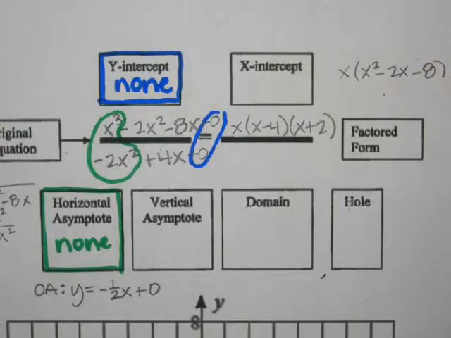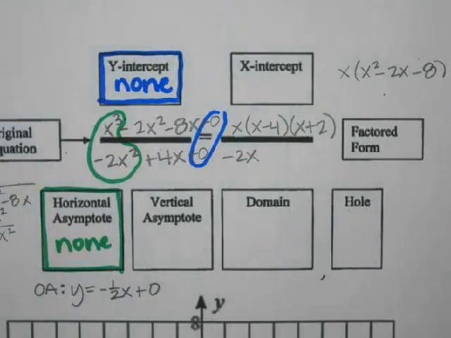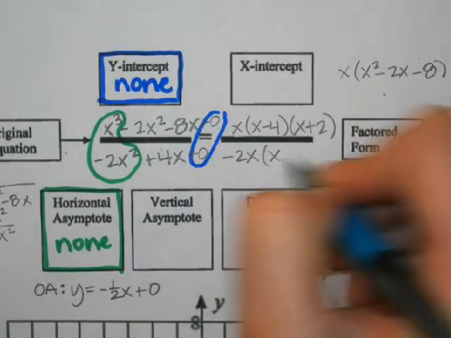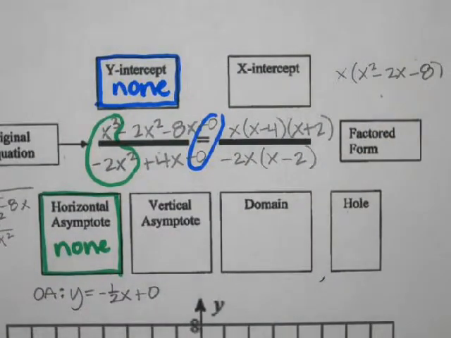On the bottom, what's our GCF? Negative 2 and an x. And then what would be left over? X minus 2. Okay. So what do you see? Any canceling? You can cancel out the plain x. Do you guys see that?